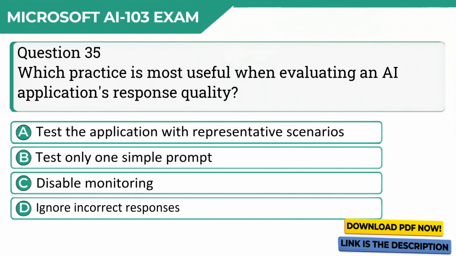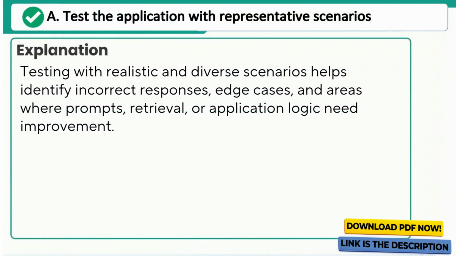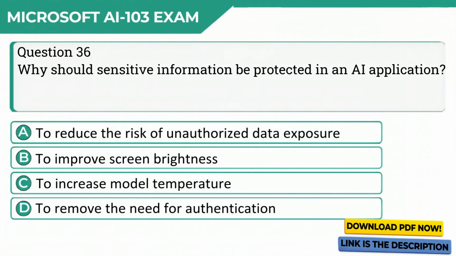Question 35. Which practice is most useful when evaluating an AI application's response quality? A. Test the application with representative scenarios. B. Test only one simple prompt. C. Disable monitoring. D. Ignore incorrect responses. Correct answer: A. Test the application with representative scenarios. Explanation. Testing with realistic and diverse scenarios helps identify incorrect responses, edge cases, and areas where prompts, retrieval, or application logic need improvement.